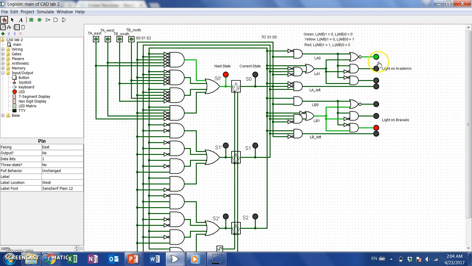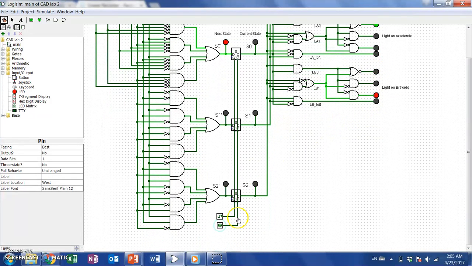And here we have the light on Academic and the light on Bravado. Since both Academic and Bravado are two-way streets, we would need two of each light, but they act in similar ways, so I found it unnecessary to duplicate it on a simulation.